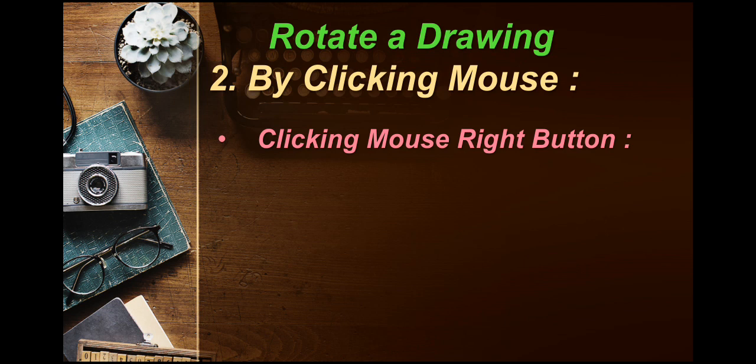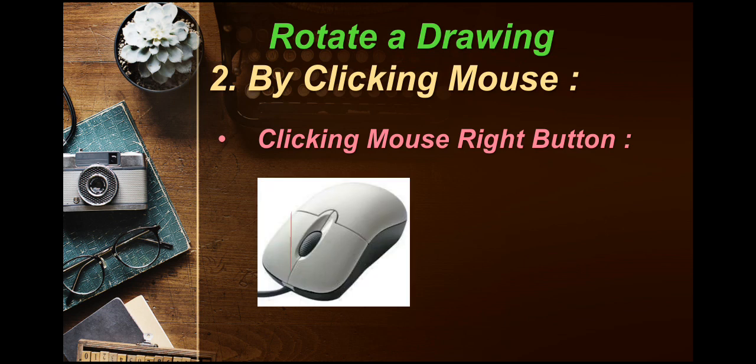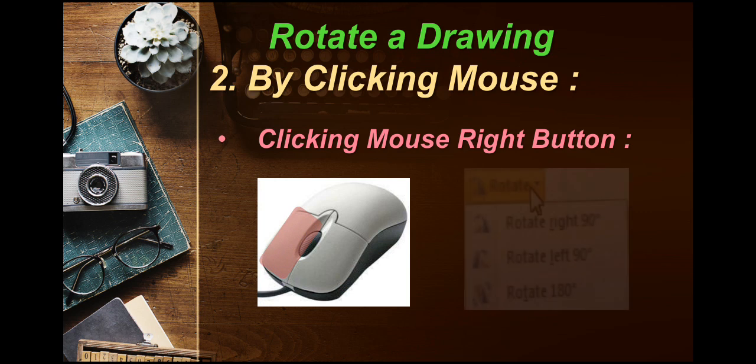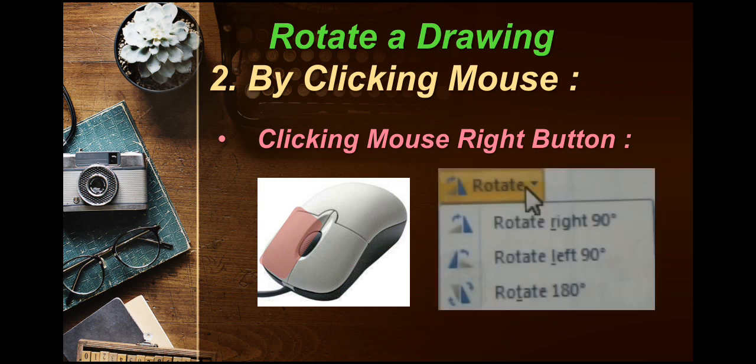Second method is through mouse clicking. Clicking the mouse right button, this button. When we click the mouse right button, it will again give a list of options, and from there we will click rotate and a rotate menu will open for you again with this method, mouse clicking.